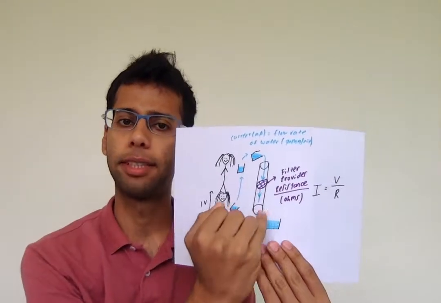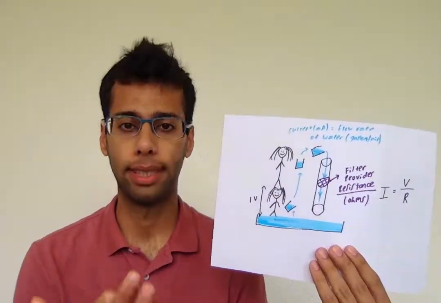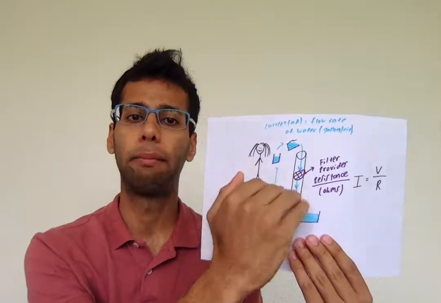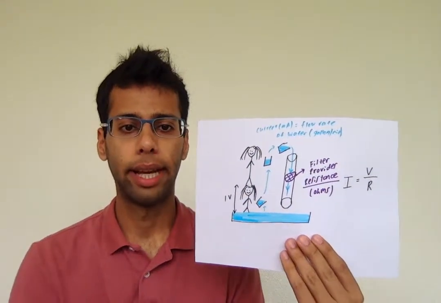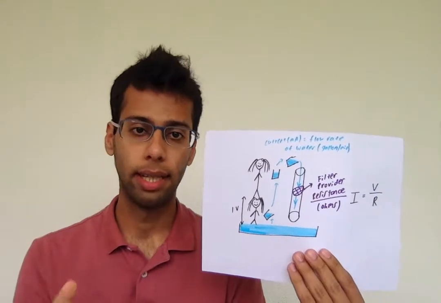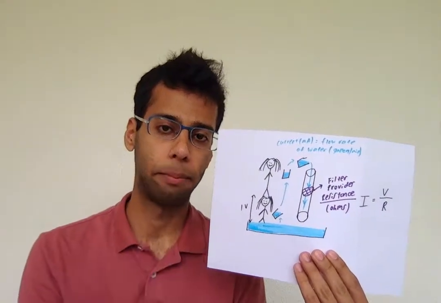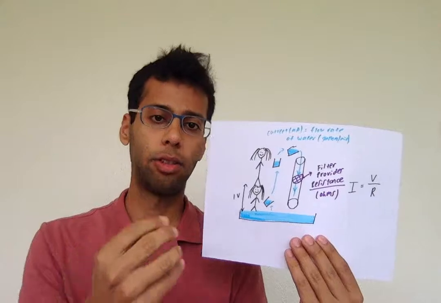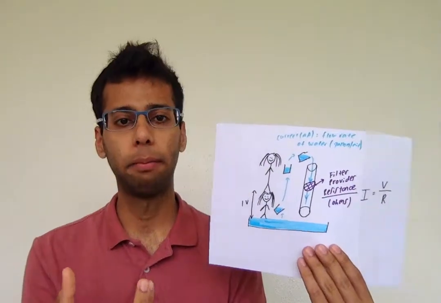The number of the filters in the pipe are an analog to resistance in ohms, or the number of light bulbs hooked up together. And finally, the flow rate of water through the pipe in gallons per minute is an analog for current in amps. So the more current you have going through a light bulb, the brighter the light bulb.